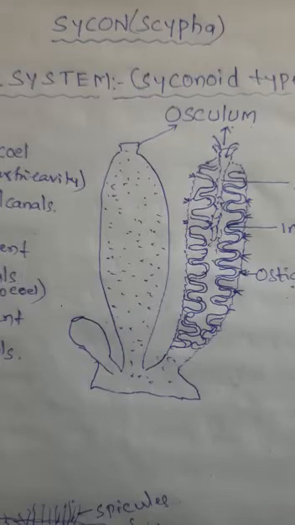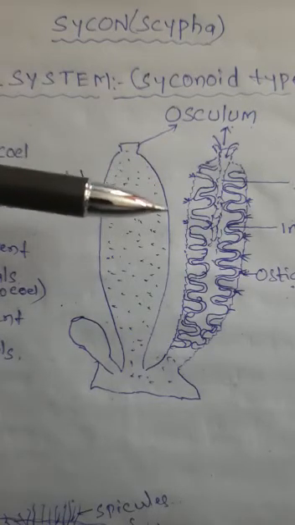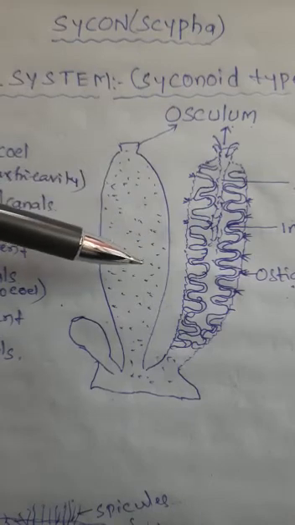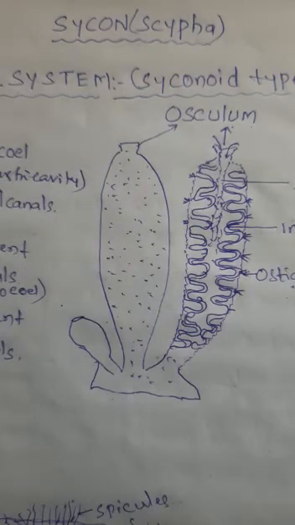Structure-wise, Sycon is vase-shaped, measuring 2.5 to 8 centimeters in length. It is large and more complex in structure. Leucosolenia forms colonies of finger-like cylinders arranged from a tubular base. Each cylinder of Sycon has a highly folded wall-like structure.